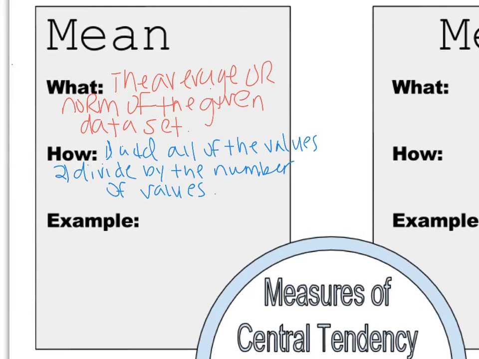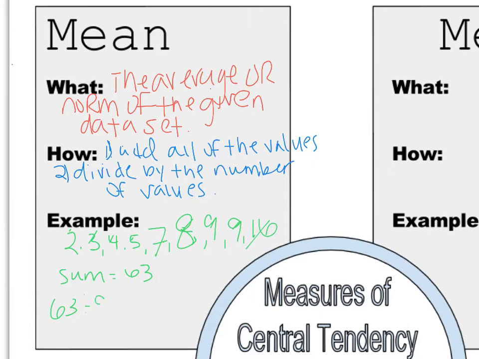So here's an example. We're going to use this number set: 2, 3, 4, 5, 7, 8, 9, 9, and 16. When I add up 2 plus 3 plus 4 plus 5 plus 7 plus 8 plus 9 plus 9 plus 16, the sum is 63. The number of values that I have, 1, 2, 3, 4, 5, 6, 7, 8, 9, so I have 9 values. So I will take 63 divided by 9, and that gives me 7. So my mean for this data set is 7.